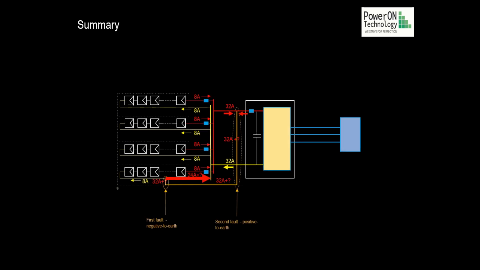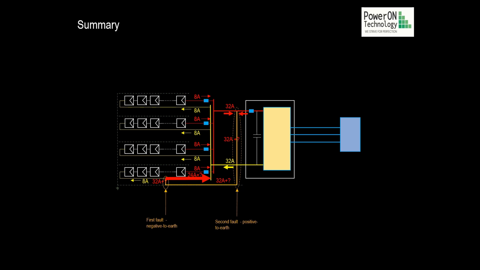In this slide, we show a summary of the fault condition analyzed thus far. There are two faults that occur to create the fault condition. The first fault is a negative to earth fault on the PV string side of the combiner box. The second fault is a positive to earth fault on the load side of the combiner box. The result is a short circuit between negative, earth and positive.